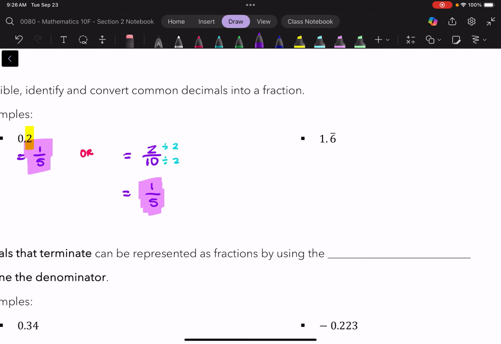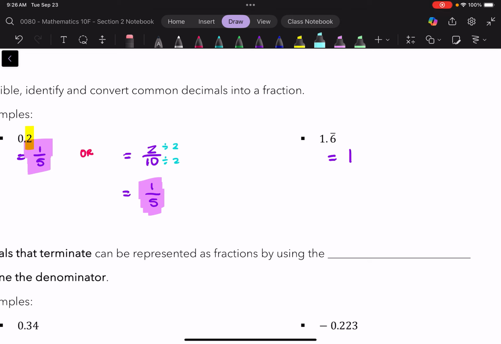The second one, again, we can talk about in two different ways, but the most important thing to acknowledge about the second one is the second one has a value greater than 0. There's a whole number component to that decimal. So our first step is to convert that into a mixed fraction.